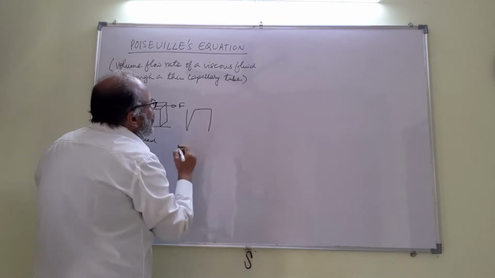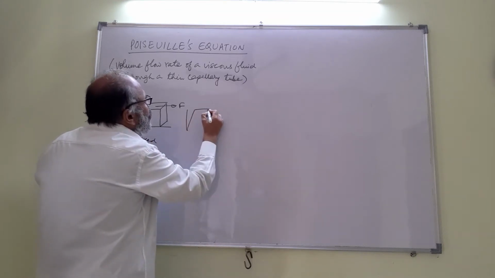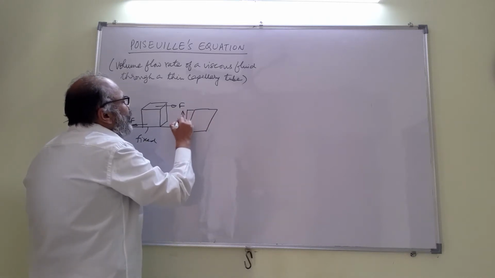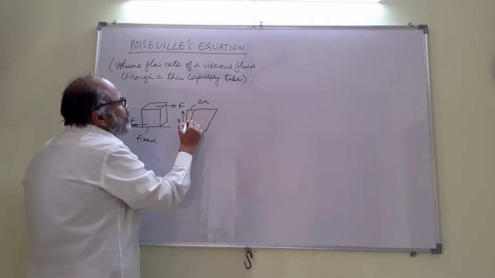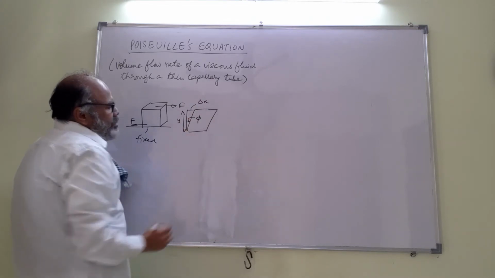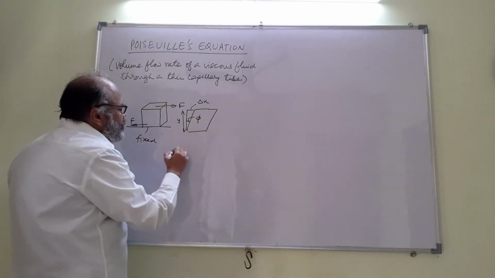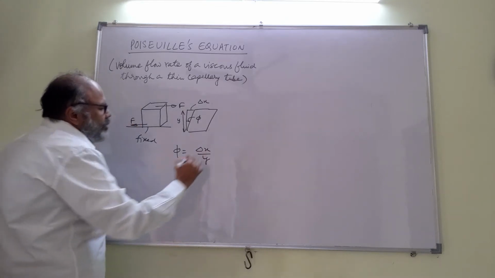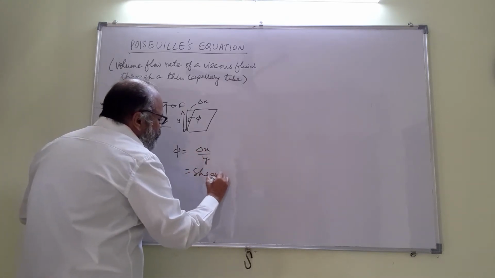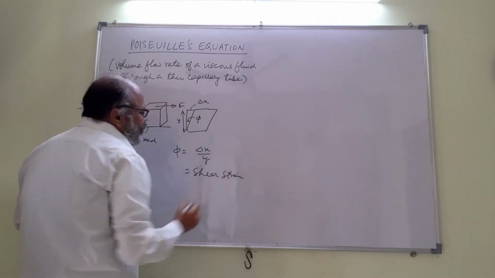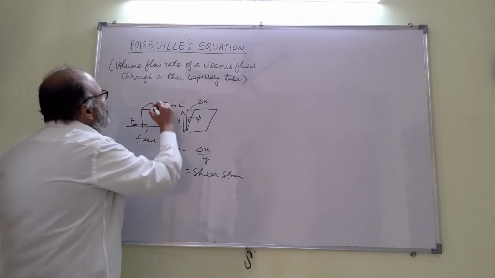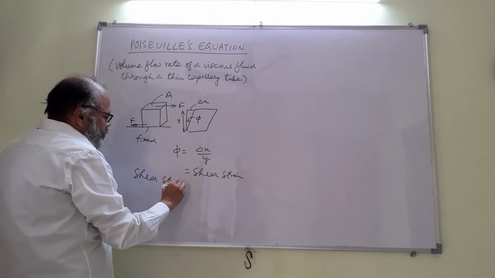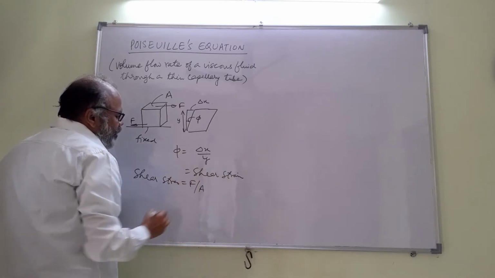So the cube becomes a rhombus. If this height is say some y, and this is delta x, then this angle is called the shear angle phi, and the shear angle phi is given by delta x by y. This is called the shear strain. And if the area is A, the shear stress is F divided by the area.